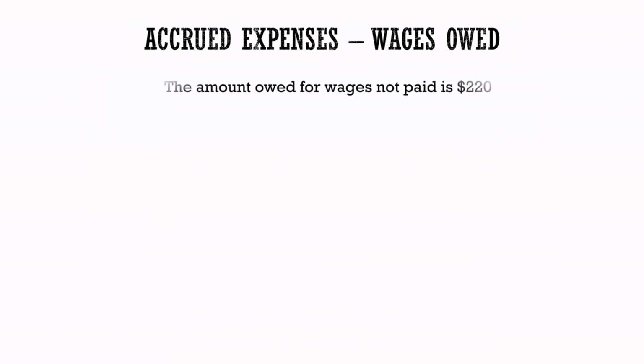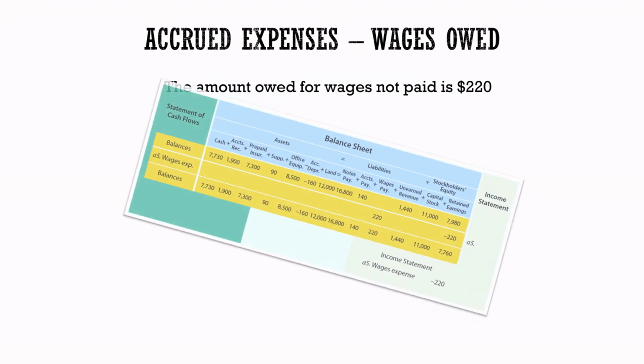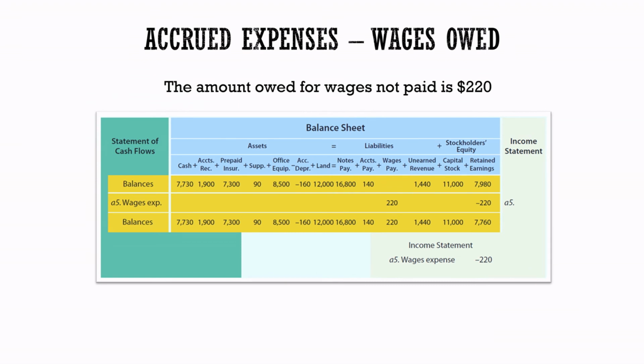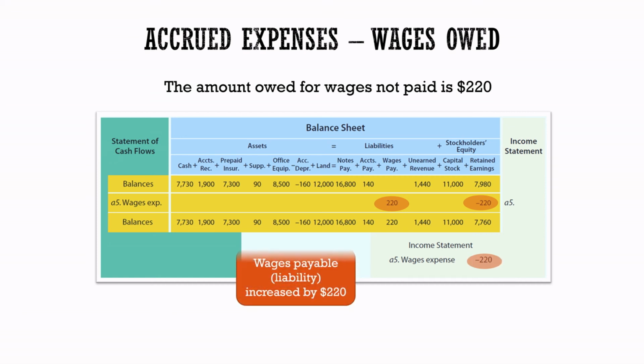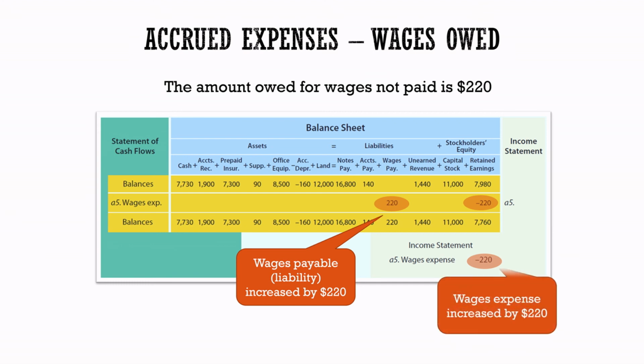Accrued expenses or liabilities are expenses that have been incurred but are not yet recorded. An example would be wages incurred during the month, which are unpaid on the last day of the month. Normally, employees are not paid on the same day an accounting period ends. In our example, the amount owed for wages that have not been paid increases the liability account called wages payable by $220. Retained earnings will also decrease by this amount. Wages expense is recorded under the income statement column as a negative $220.